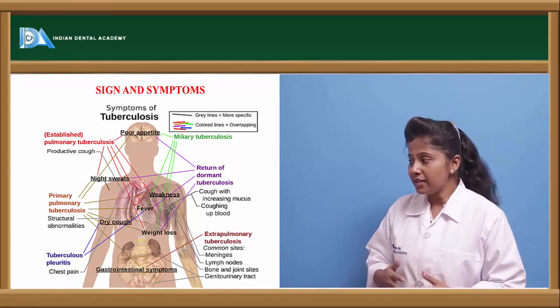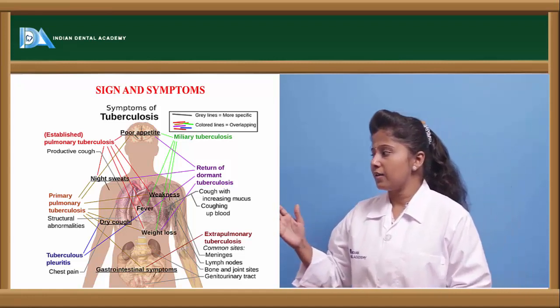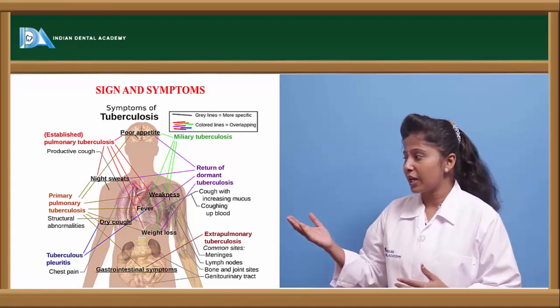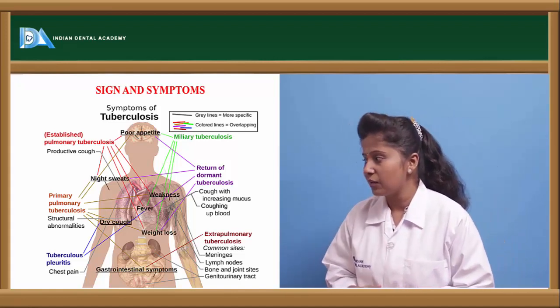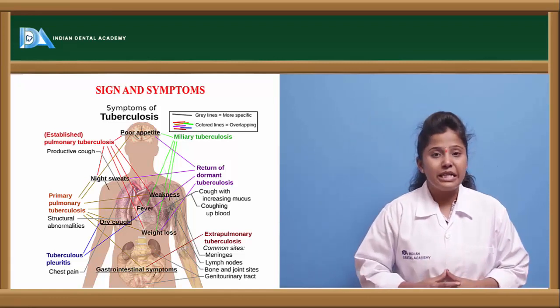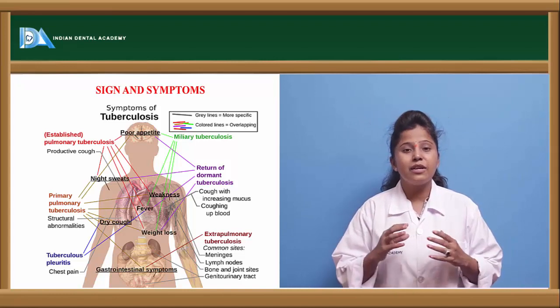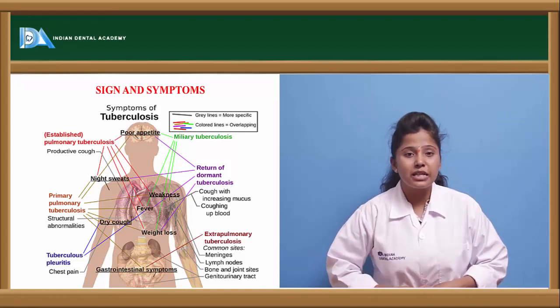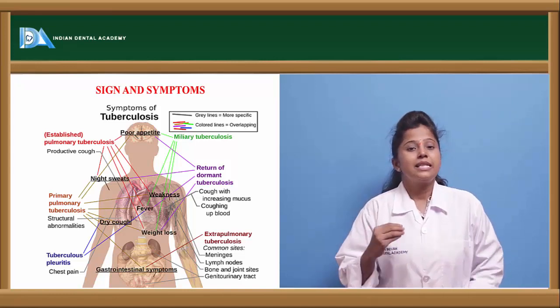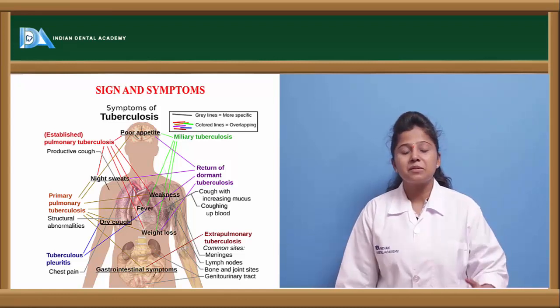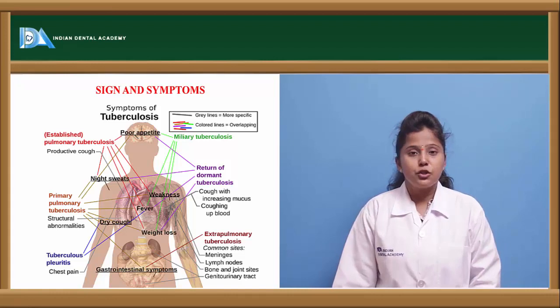There are other symptoms also, like the productive cough. There will be night sweats as well as dry cough, weight loss, fever, weakness, and many gastrointestinal symptoms. These are a few of the symptoms, but markedly, if there is any symptom related to the respiratory system, then by seeing the person we can say that he is suffering from tuberculosis.